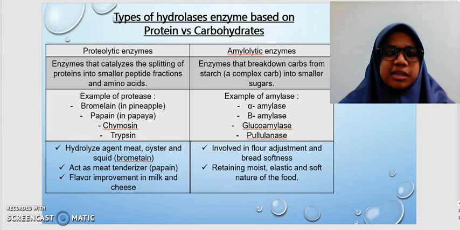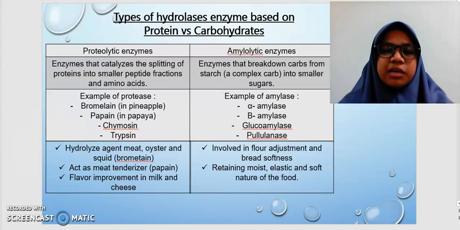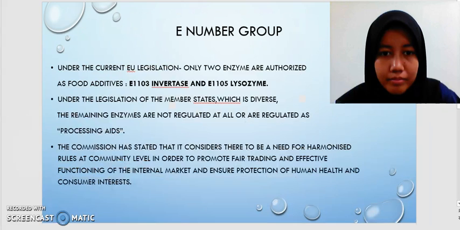Firstly, proteolytic enzyme is used in flavor improvement in milk and cheese, while the enzyme papain, which can only be obtained from papaya, acts as a meat tenderizer. Then, bromelain in pineapple functions as a hydrolyzing agent for meat, oyster, and squid. Next, amylolytic enzyme is usually involved in flour adjustment and bread softness in the bakery industry. Lastly, this enzyme is used in retaining moisture, elasticity, and soft nature of the bread.